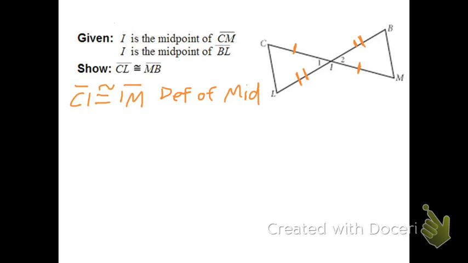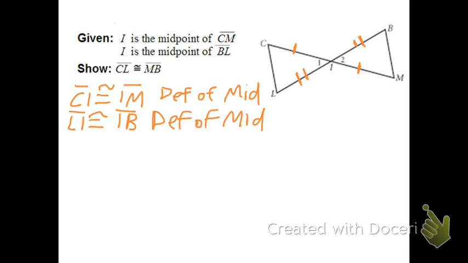Because by definition, the midpoint is directly in the middle of the two endpoints. So the distance from one end to the middle is the same as the middle to the other end. We also know that LI is congruent to IB. And that also is the definition of a midpoint.